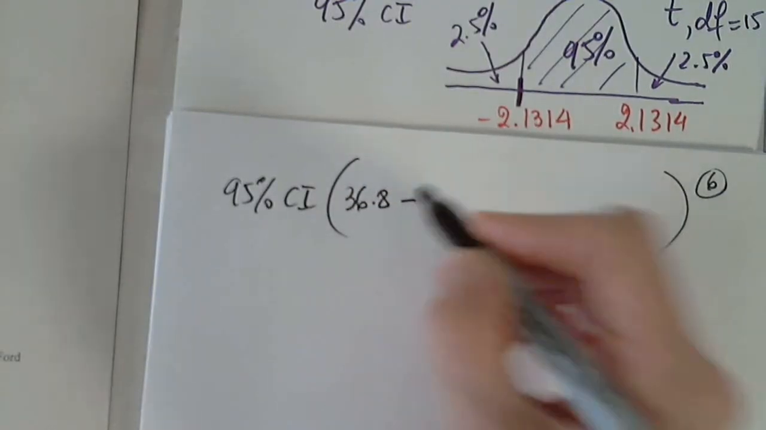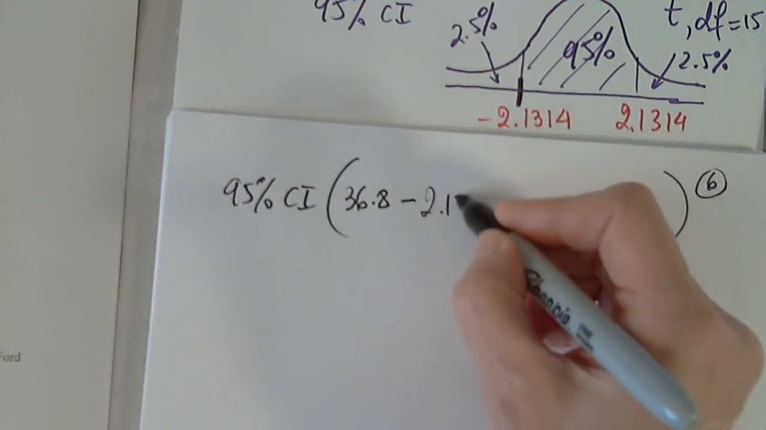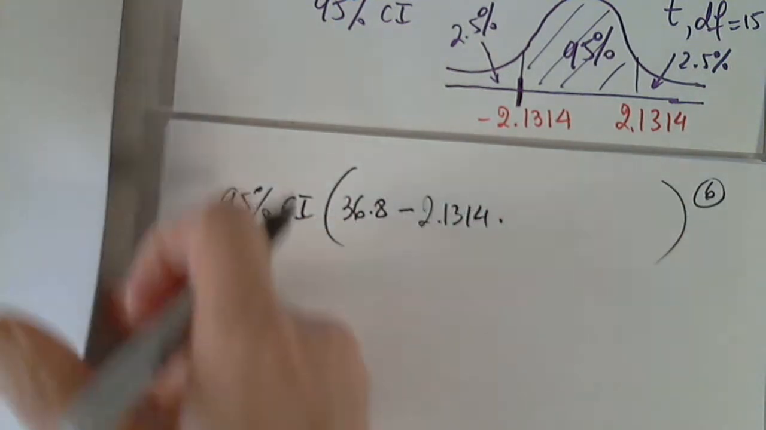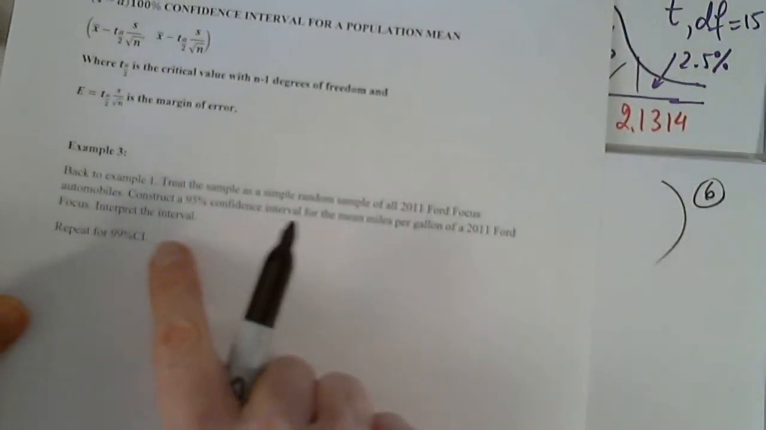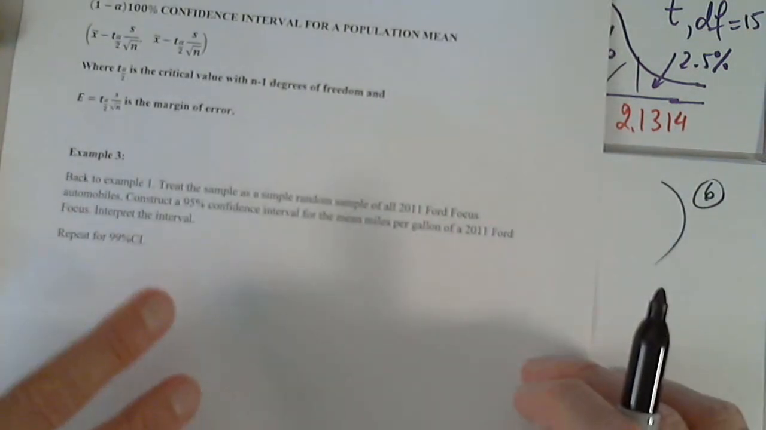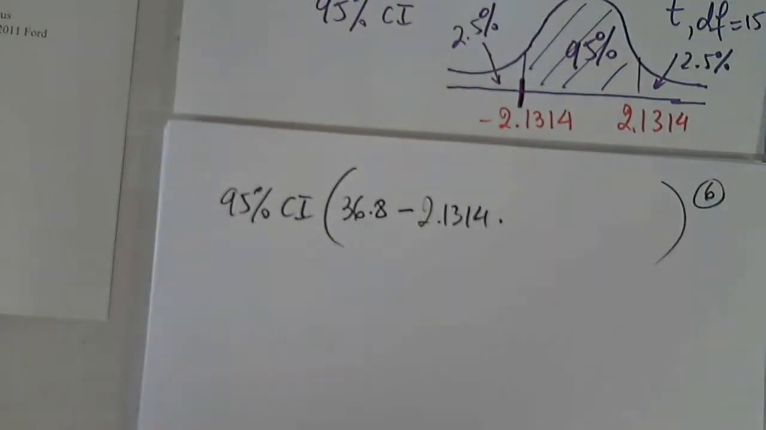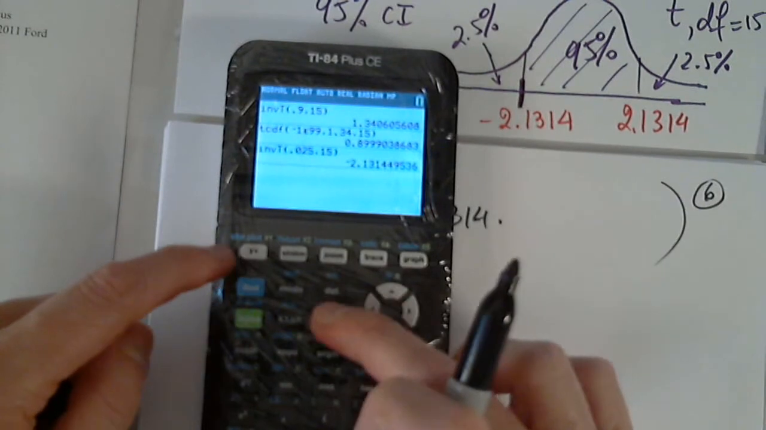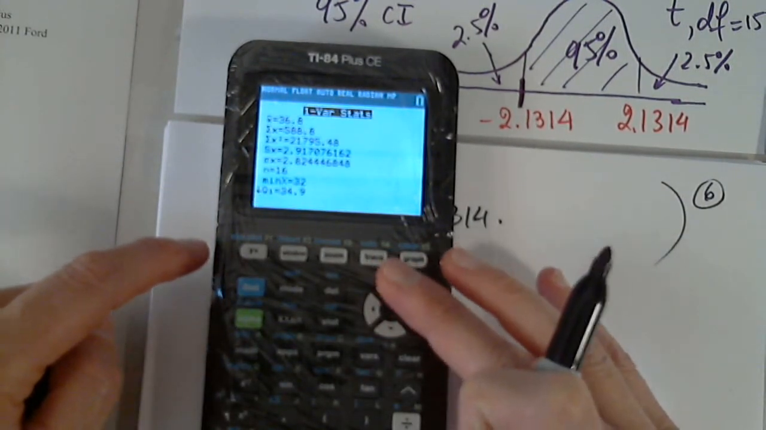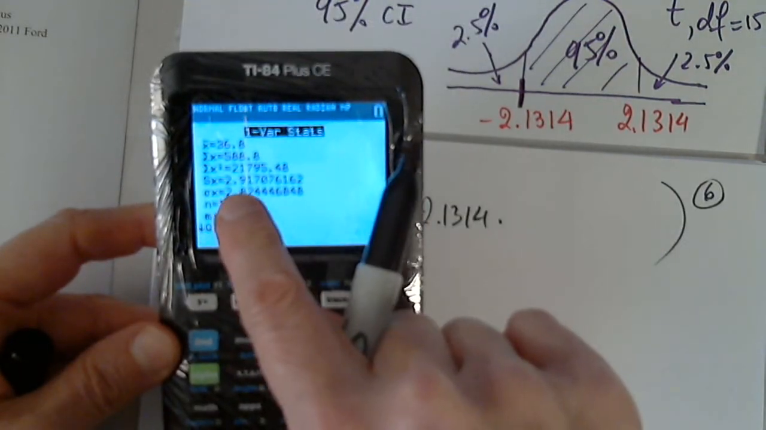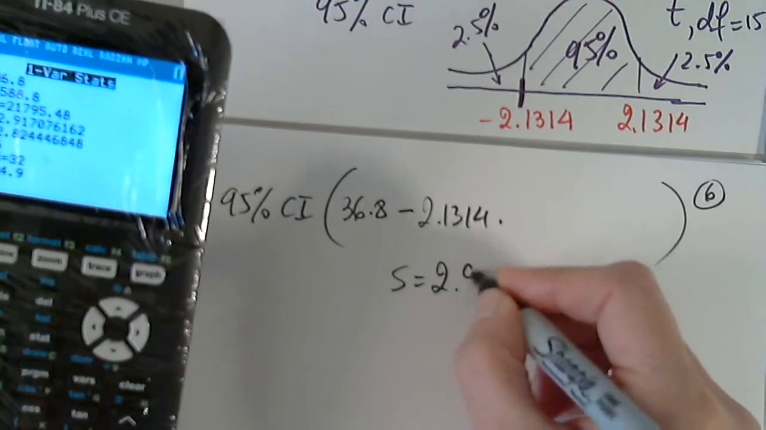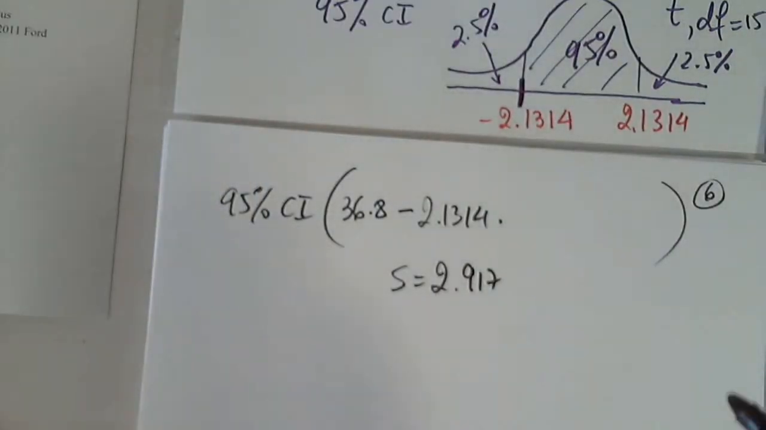36.8 minus 2.1314 times... It says use standard deviation. It doesn't have it, so I have to go back and recalculate it. Good, no problem, very easy. Okay, the standard deviation, it was 2.917. No problem.